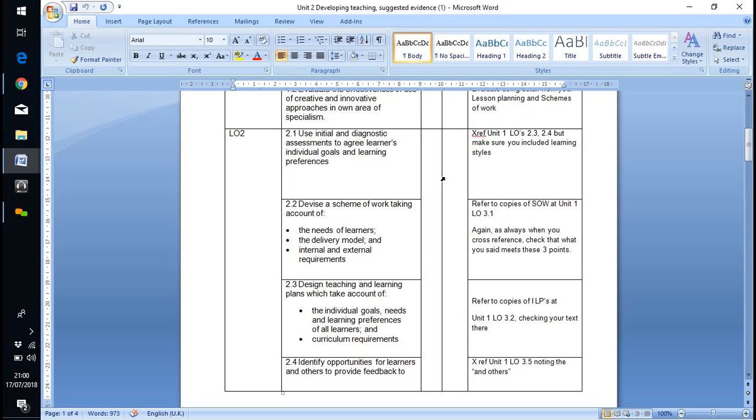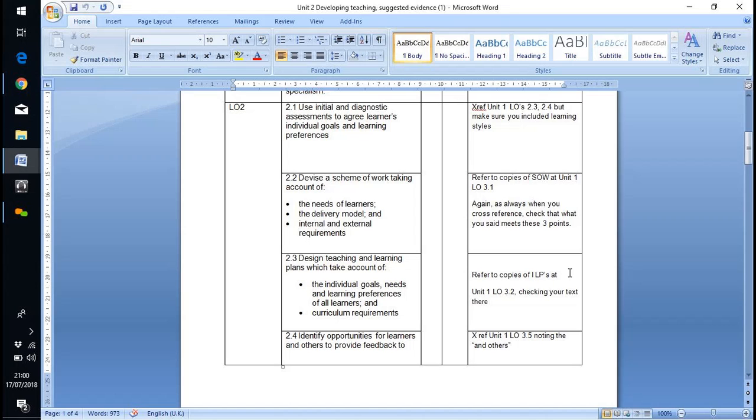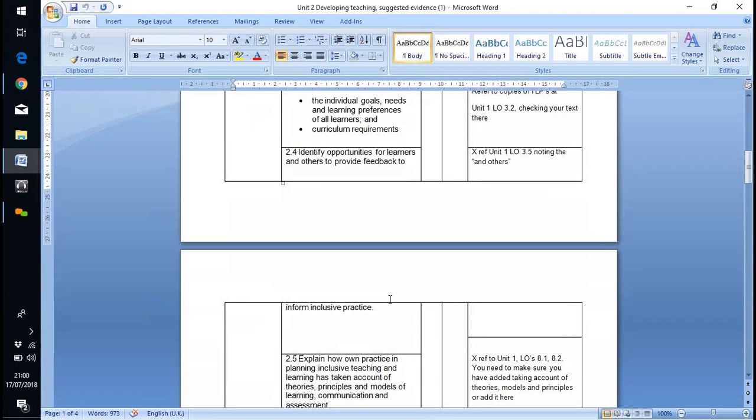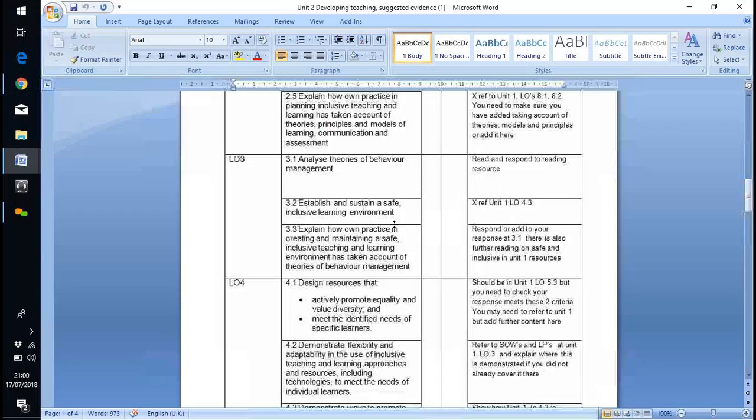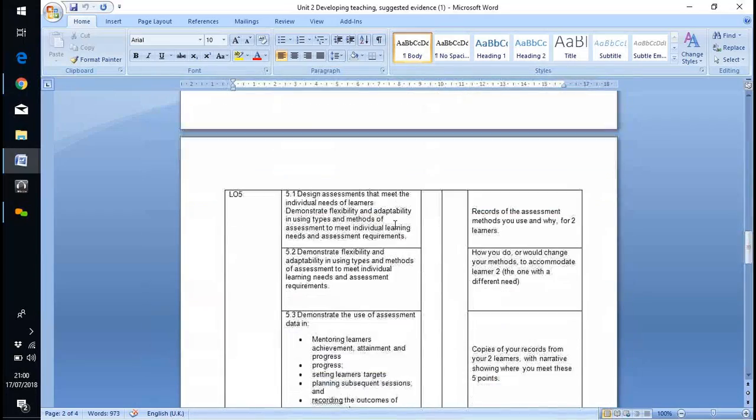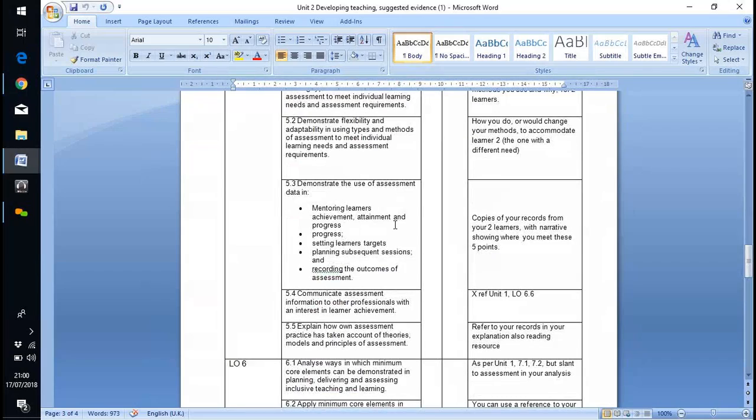That's why I put these on, because, again, refer to copies of ILPs, Unit 1 3.5, noting the learners and others. It says something about learners and others providing feedback to form inclusive practice. So, and others, it's other people that will give you feedback. I think when we get to Unit 5, the assessment model goes on about feedback.